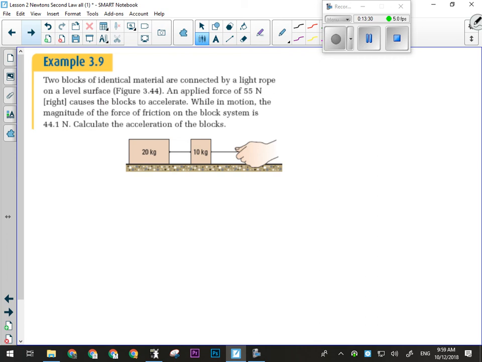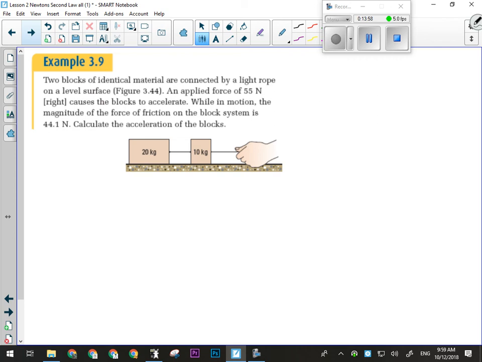Okay, so I've got 2 blocks and they're made of identical materials. They're connected by a light rope on a level surface. There's an applied force of 55 newtons to the right. So the hand there is pulling with 55 newtons to the right, and the blocks are accelerating. While in motion, the magnitude of the force of friction on the block system is 44.1 newtons. Calculate the acceleration of the blocks.